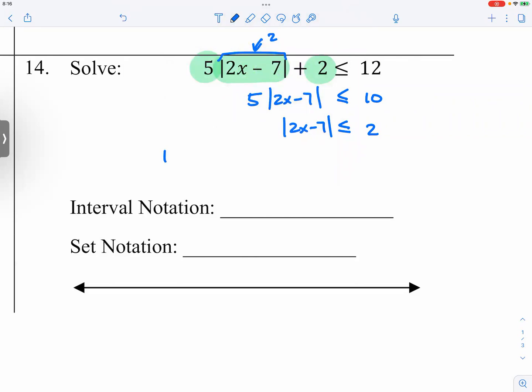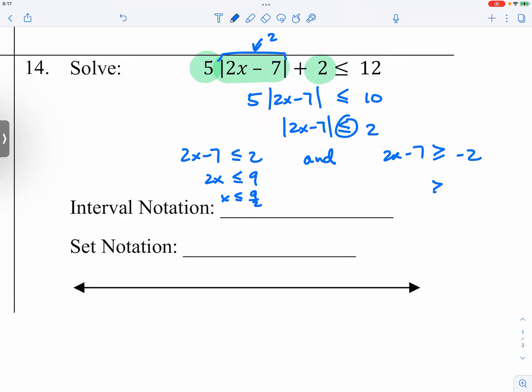Then we break it off into 2 separate statements. We say 2x minus 7 is less than 2. It is less than, so it is an and. 2x minus 7 is greater than negative 2 because we have a negative, so we have to flip the sign. Then you start to take care of the business right here. So x is less than or equal to 9/2. And then you have a 5 right here. So x is greater than or equal to 5/2. So you have 5/2 right here, and you have 9/2 right here.